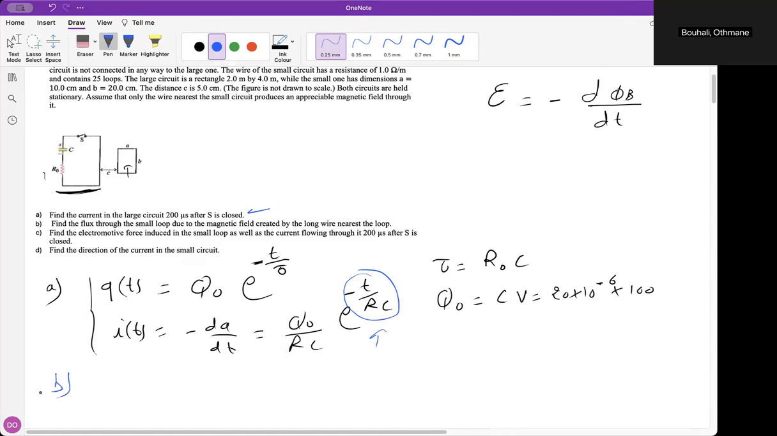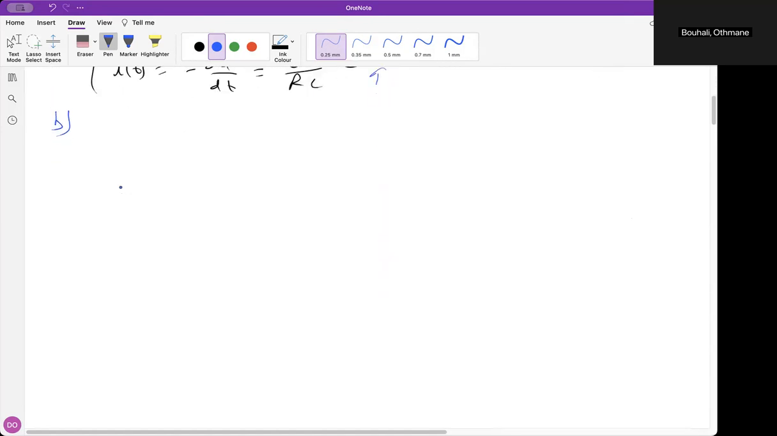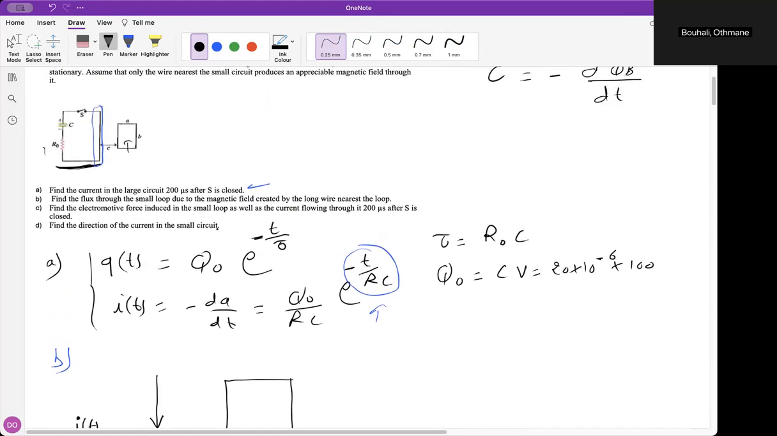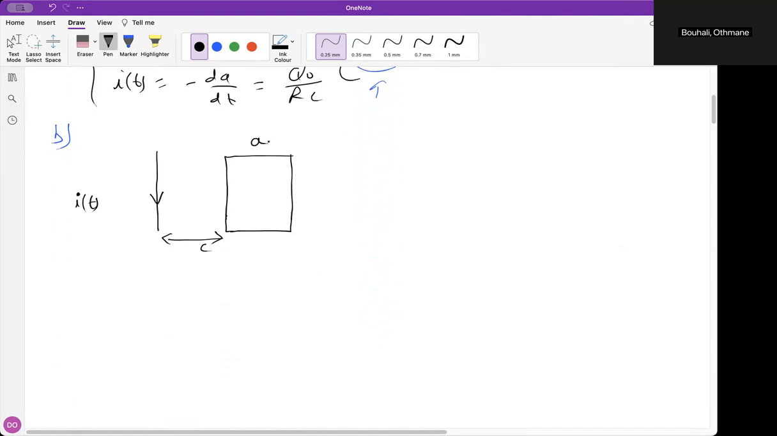Now, what is interesting for me is question B. Find the flux through the small loop due to the magnetic field created by the long wire nearest to the loop. So we'll consider only this wire because this is the closest one. Now, let's make a drawing. This is a current that is now given by I(t), and then we have a loop located at a distance c, and this loop has sides a and b. The question is to calculate the flux through this whole area.